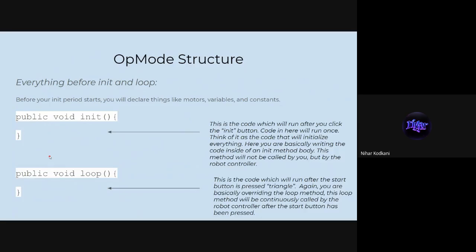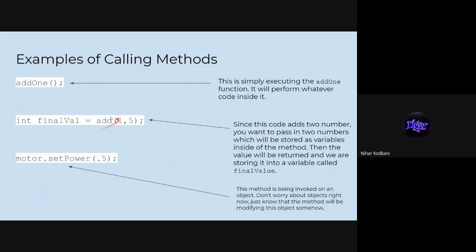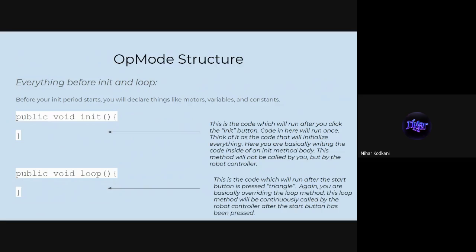So what you're doing here is writing a function body. We're defining the init function. Currently it's empty, and the loop function is empty as well. Once you have code written in it and you run your op mode on your phone, when you press the init button, that will literally execute this init function. You're not going to be calling it anywhere in your code. It'll be called by the phone. All you're doing is writing the body of the method.